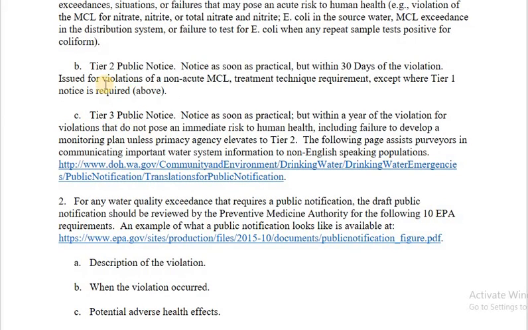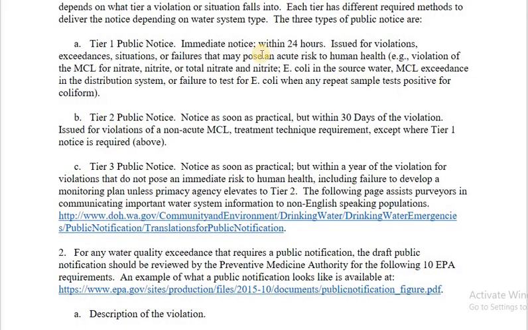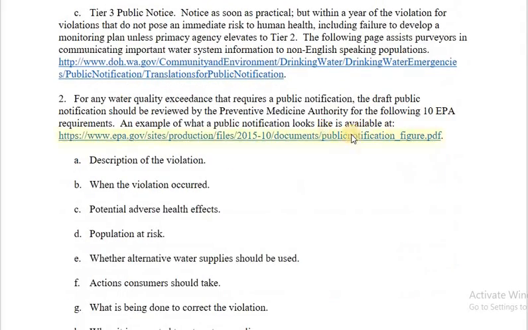And then Tier 3, and it says here non-acute issues. Tier 3 is as soon as practical, but within a year. It basically says that these violations don't pose any immediate risk to human health. So Tier 3 is not really too big of a deal. Tier 2 is it might be a big deal. And Tier 1 is notify people immediately.